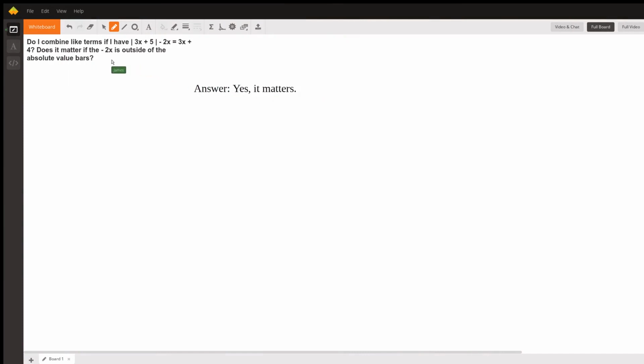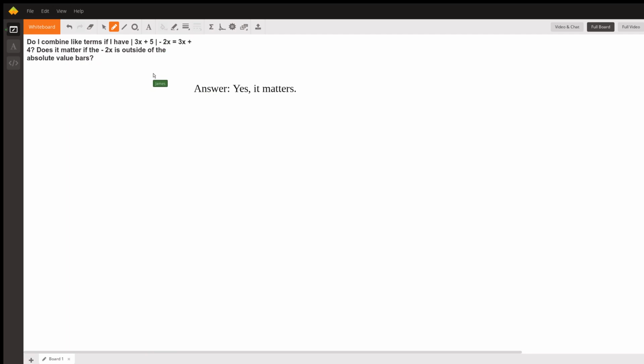Hey there, I'm here answering an absolute value question. This question asks, do I combine like terms if I have the absolute value of some function of x, with some function of x outside of it? Can I bring the negative 2x here inside of the absolute value bars? Does it matter? And the answer is yes, it matters.